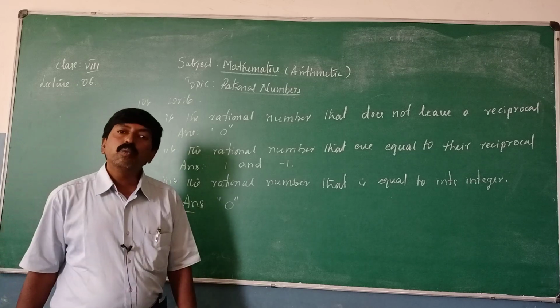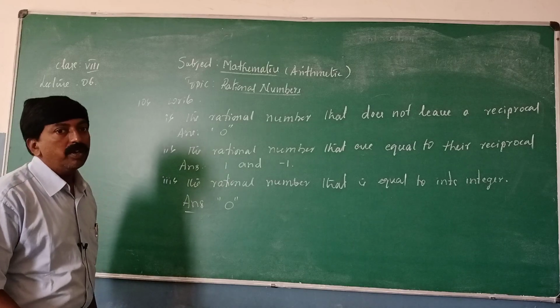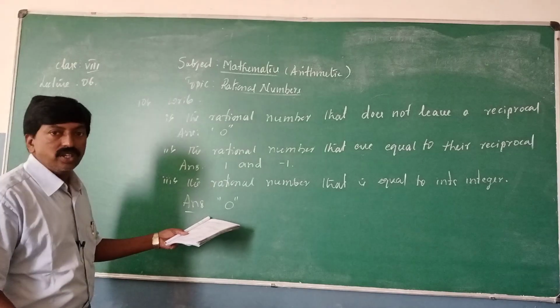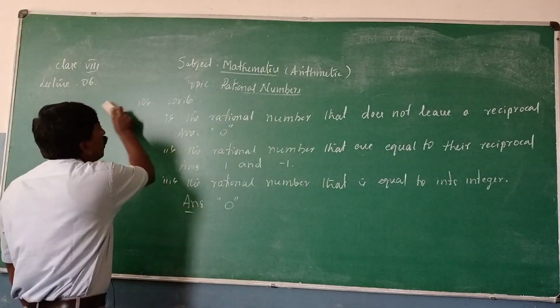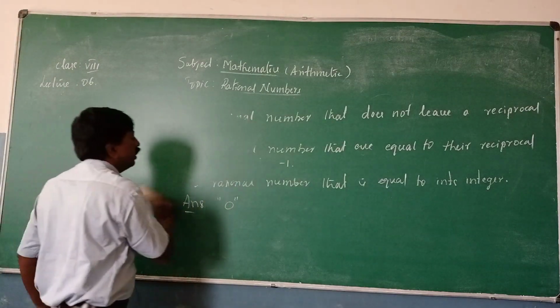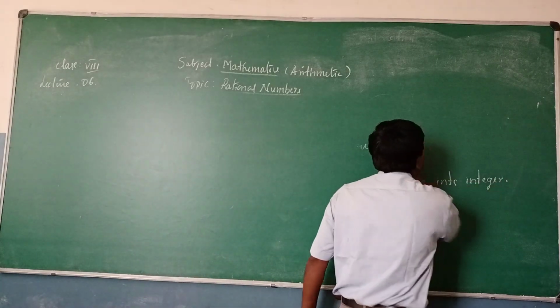Other than that, for plus 1 it is minus 1, plus 2, minus 2. Like that, the numbers with opposite signs are integers. But 0 is the only number. Like this, we can write the answer. So, very easy if you understand the concept very well.